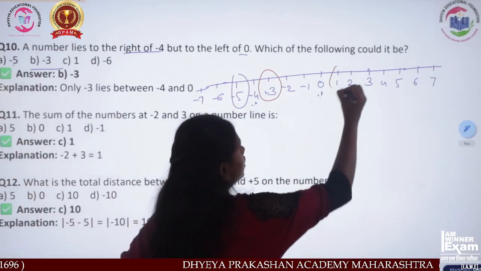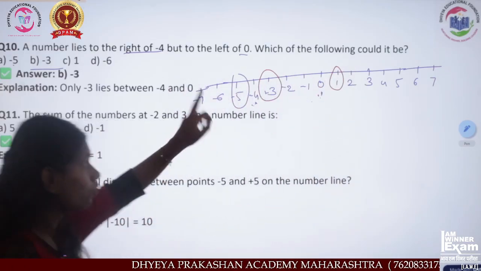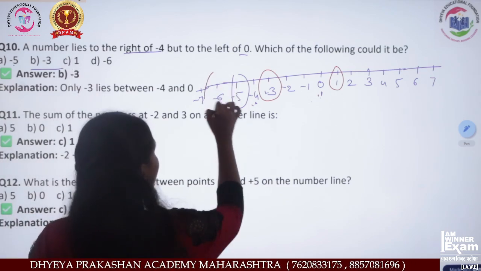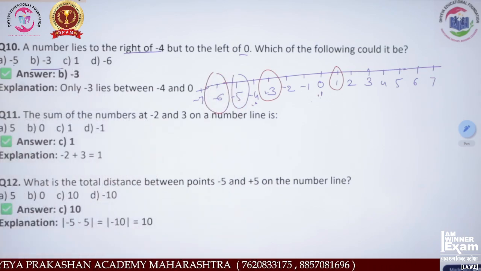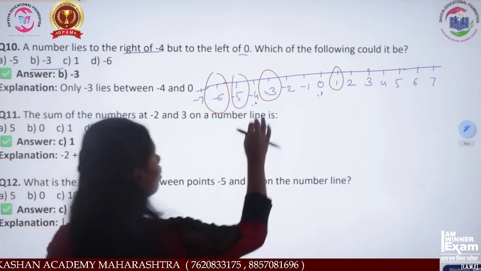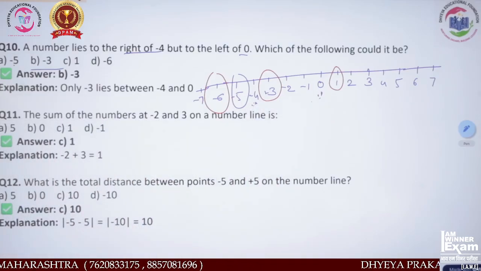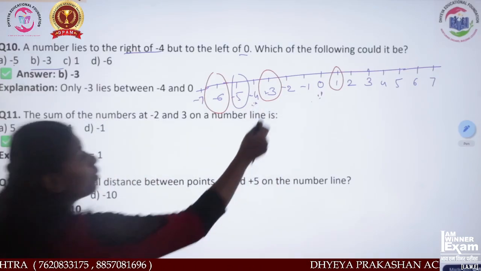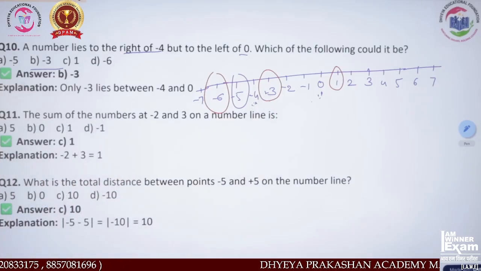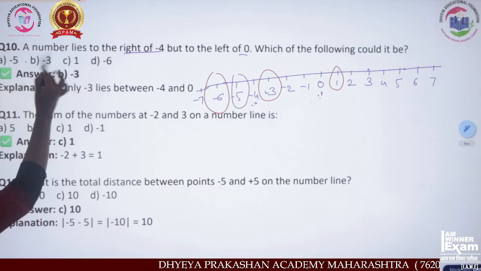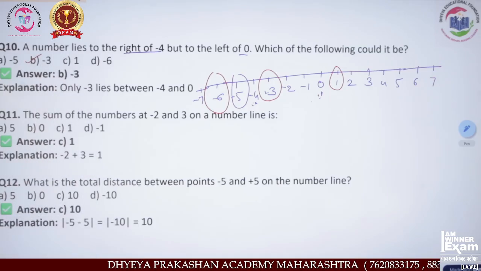Then next, that is 1. The 1 is here. Now this is not between -4 and 0. In the same way, -6 is also not in the middle of -4 and 0. So which is the number that is in the middle of -4 and 0? That will be -3. So your option number B, that is -3, will be your correct option.